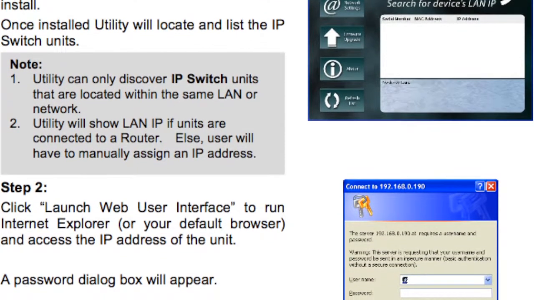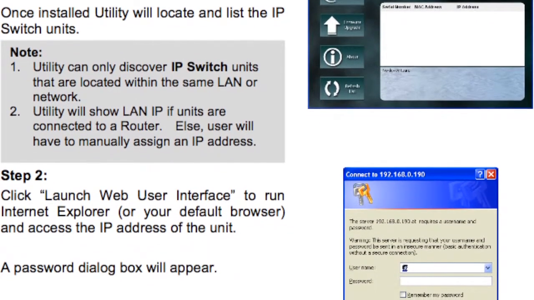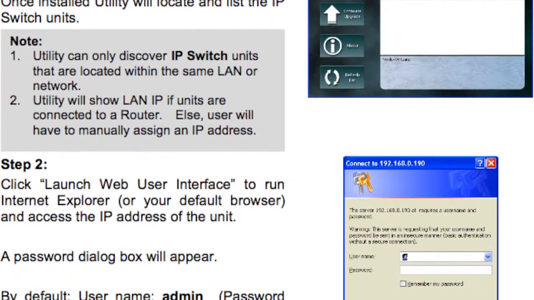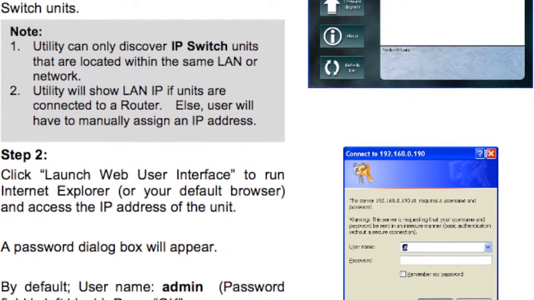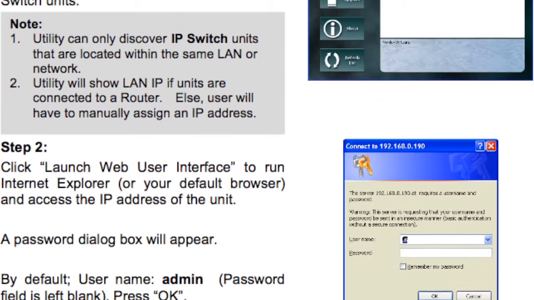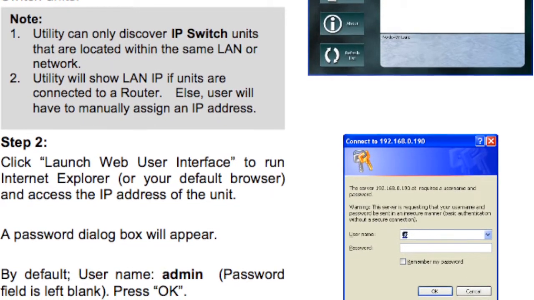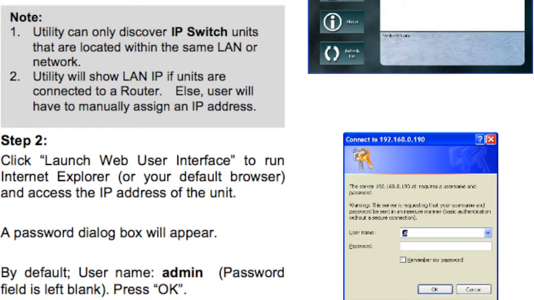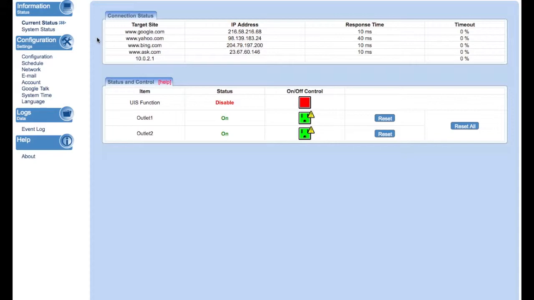With the utility open and running, it will automatically search and find the IP switch. You'll select it and launch the web user interface. The default password is blank and the username is admin. Once that is in, you'll be able to log into the IP switch. Once you are logged into the outlet, you'll see a few different things.